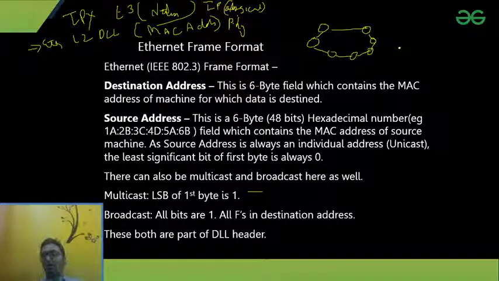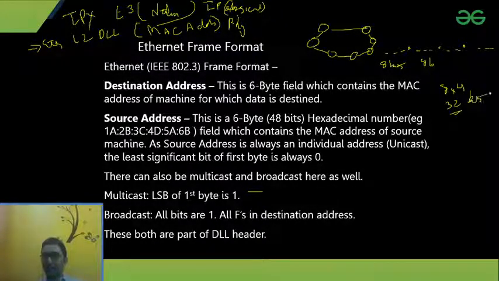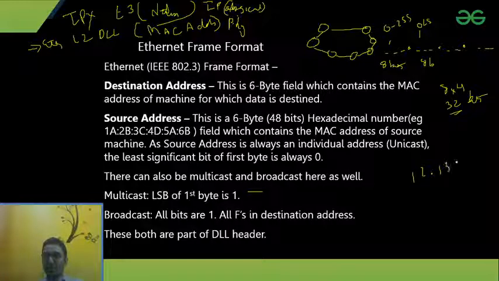Now, what is the format of a MAC address? The IP address, as I explained at the start of this series, was four numerical values represented as dotted decimal. Each of these is an 8-bit octet, and four of these are used: 8 bit, 8 bit, 8 bit, and 8 bit. So in total, 8 into 4, it is 32 bits. So the IP address was 32 bits. Each part can range from 0 to 255, and any random IP address I can write is like 12.13.14.15. So this was how IP addresses are represented.